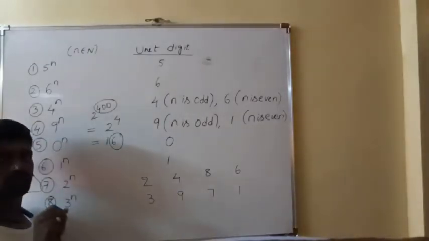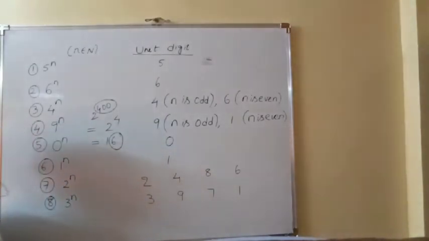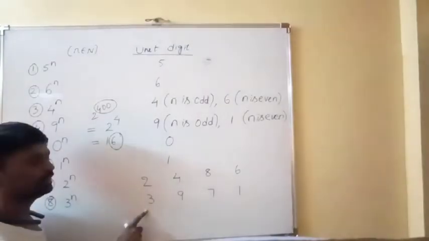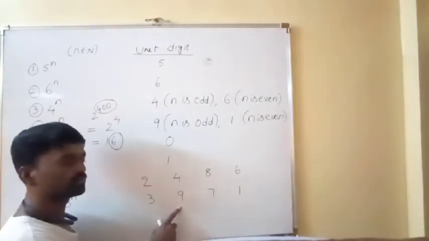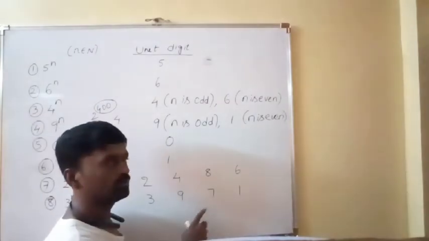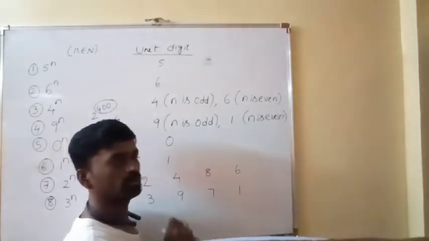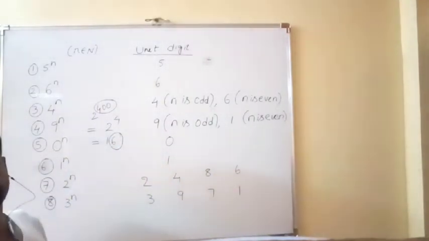That means the unit digit in 3 power n, what are the possible unit digits? Either 3, 9, 7, or 1. The unit digit in 3 power n may be 3, 9, 7, 1. It is 3 when n is in the form of 4k plus 1. It is 9 when n is in the form of 4k plus 2. You get 7 when n is in the form of 4k plus 3. And you get unit digit 1 when n is a multiple of 4.